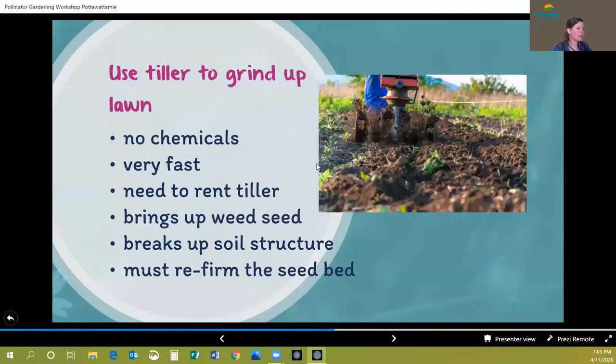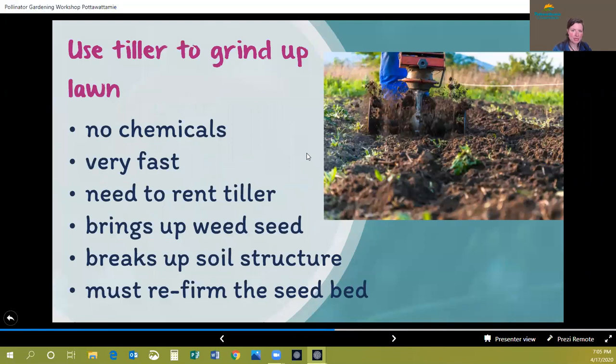Okay, or this one, tilling. Kind of like how people till their vegetable gardens. I do and I don't like tilling. It's very fast, but it brings up all the weed seeds. So it churns up the soil, and any weed seeds down there will come up, and you'll have to fight weeds. You do have to fight weeds regardless, but this tends to be more weedy. Again, no chemicals, it's super fast. You'll have to find a tiller. Maybe you borrow one from a neighbor or you rent one. And it breaks up the soil structure.